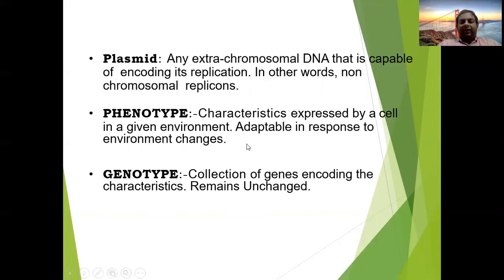What is phenotype? It is the characteristics expressed by a cell in a given environment, adaptable in response to environmental change. P equals G plus E: G is genetics, E is environment, P is phenotype. Genotype is the collection of genes encoding the characteristic. It remains unchanged, not like phenotype.